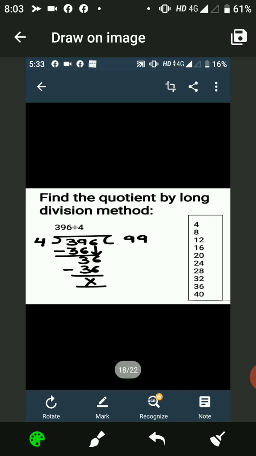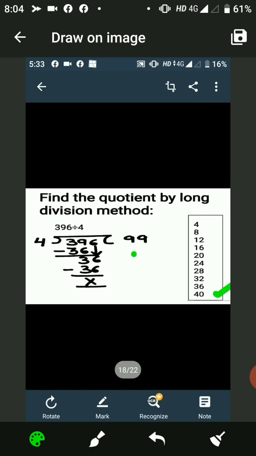Now firstly, 3 is smaller than 4, so we will take firstly 2 numbers. So 39. Now we will find out which number is closer to 39 and smallest also. That is 36. 36 comes in which position? 9. So I will write 9 here and 36 here. 39 minus 36, what comes? 3. So I will write 3.